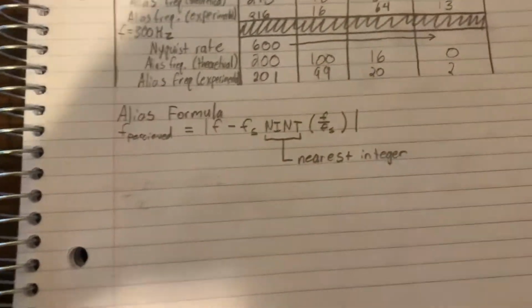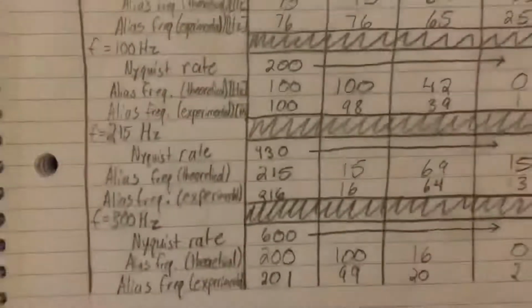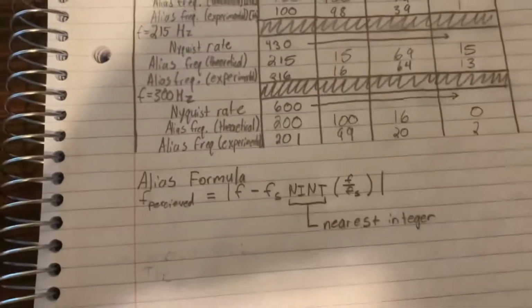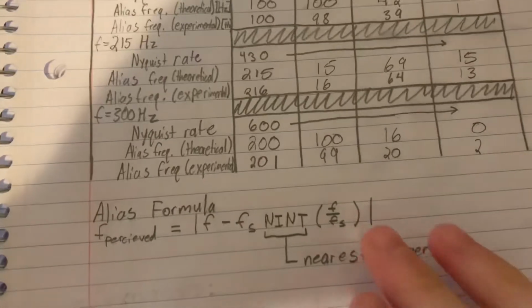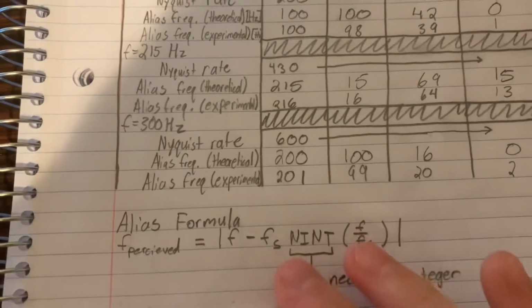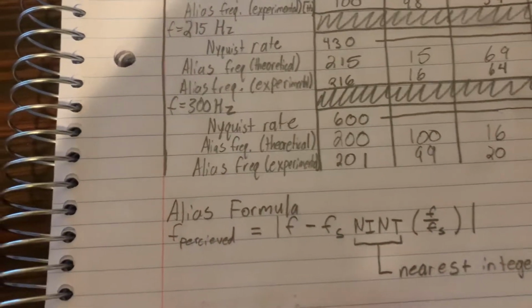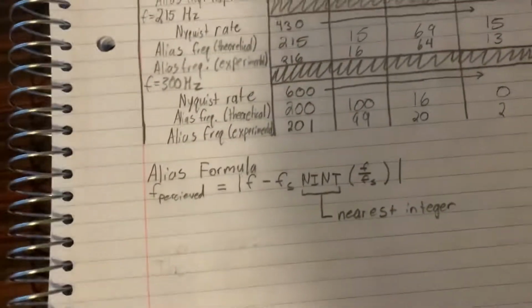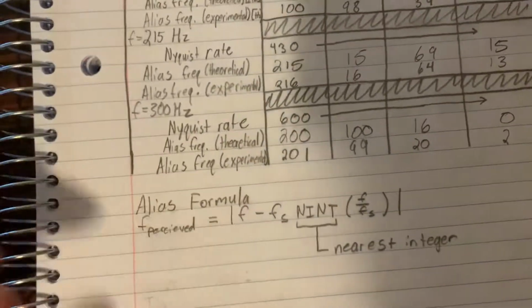Yes, so next we're going to show the table. What I did to find the aliasing was I used this formula. This is what we talked about in the lecture as far as finding the nearest integer of this ratio, multiplying it by sampling frequency, and then I used this absolute value to make sure that it was a positive integer. So this is a look at my whole table.